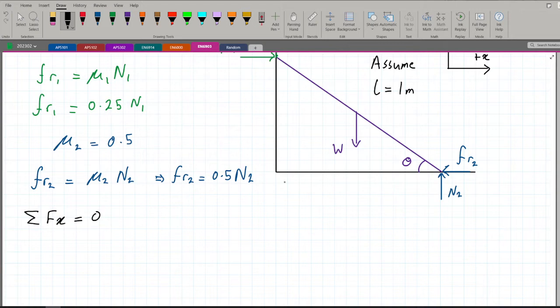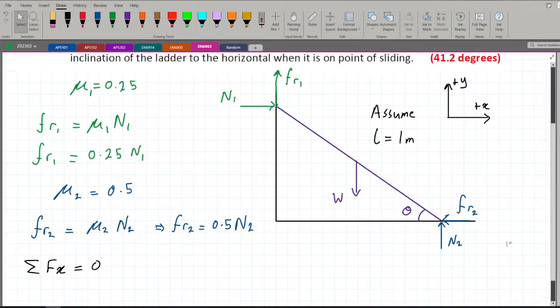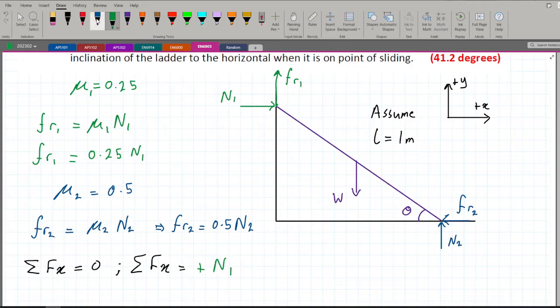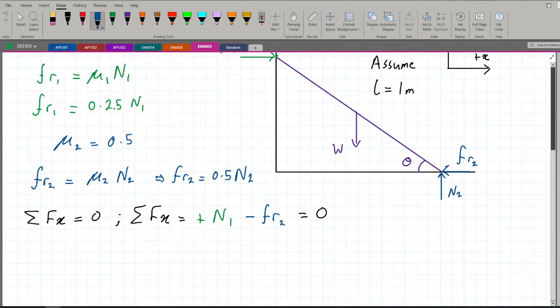When we use this, we look at our x forces, we have n1 and we have fr2. Okay, n1 is going to the right, so it's going to be a positive value. So our sigma fx is equal to positive n1, which is going to the right, minus fr2, which is going to the left, and this is going to be equal to 0. So now we can see that we have another equation, which is n1 is equal to fr2.